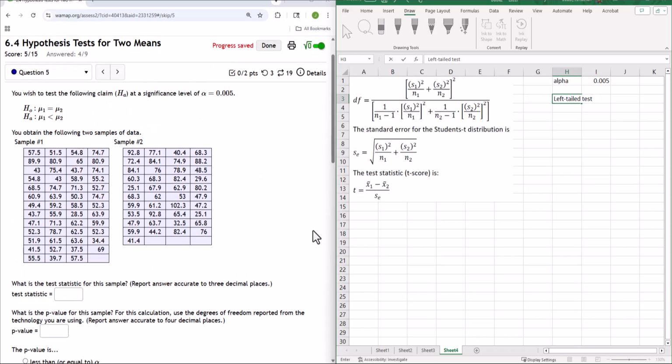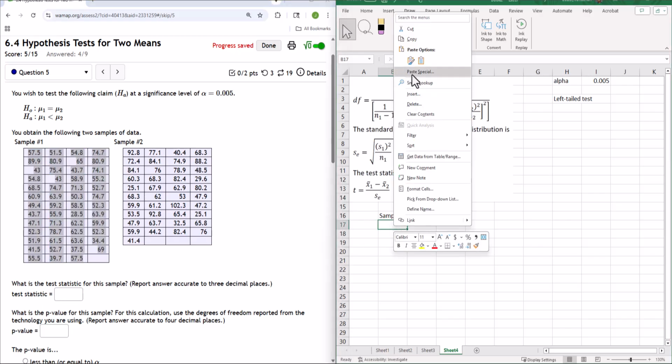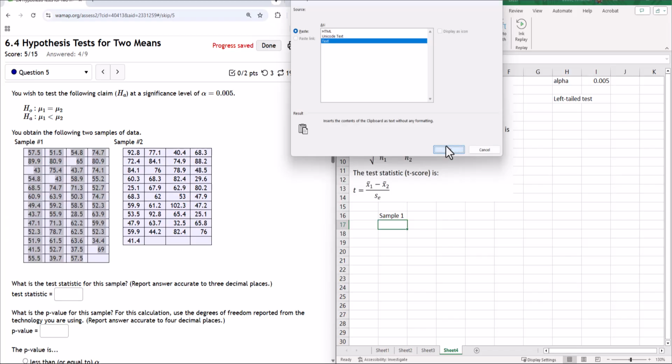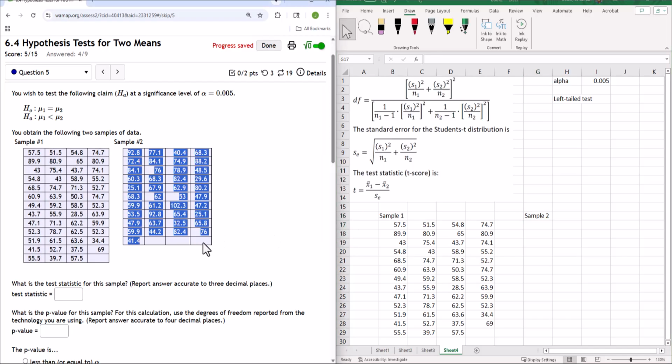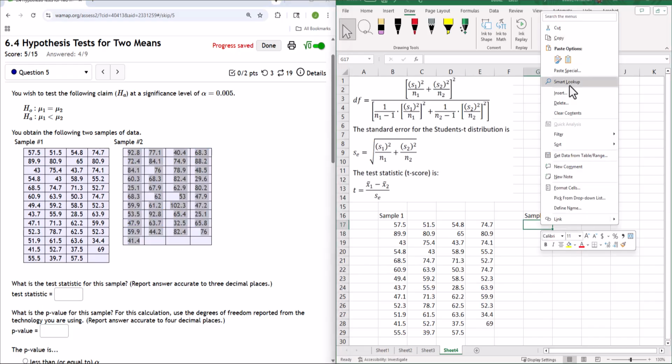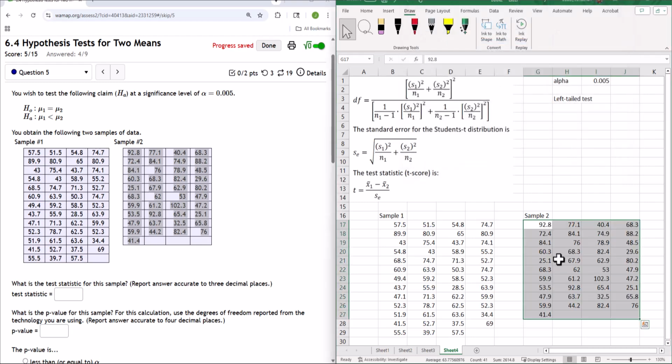So, go ahead and put sample 1 here, and I'll grab sample number 1 and paste special, and then over here we'll take sample 2, and grabbing that, I will paste special text. Here we go.